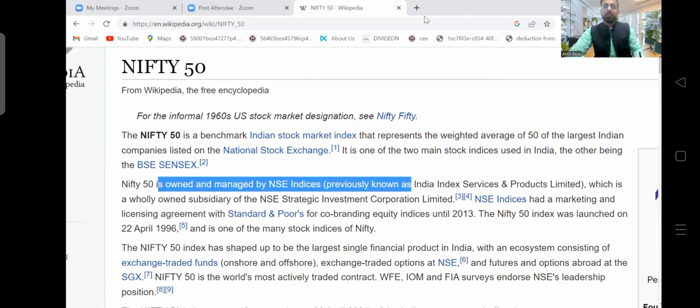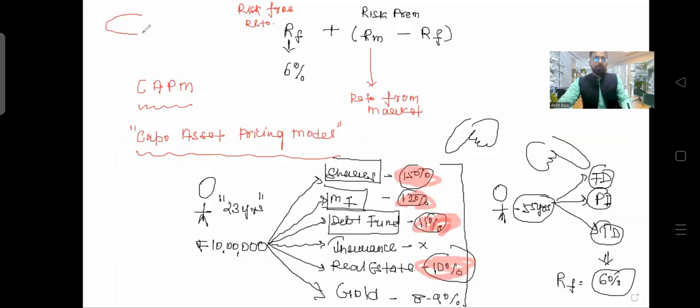Now, if I talk about Nifty 50, it is a bucket of 50 securities. Why am I saying it is a bucket of 50 securities? If I draw the diagram of Nifty 50, you just assume Nifty 50 is a bucket and it consists of 50 securities. Which securities? It consists of topmost 50 securities. What is the meaning of topmost 50 securities? Topmost 50 securities means companies with highest market capitalization.